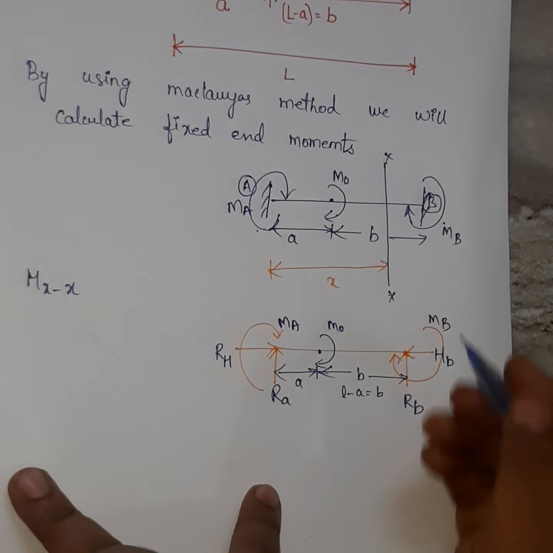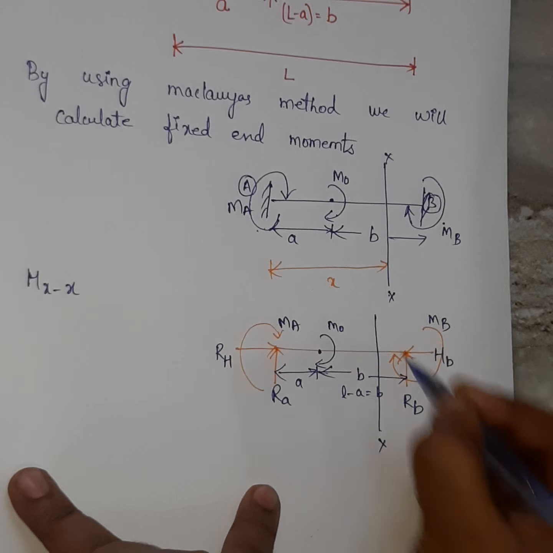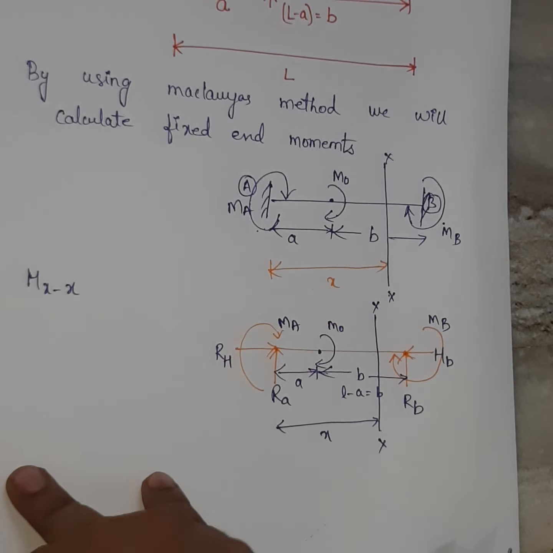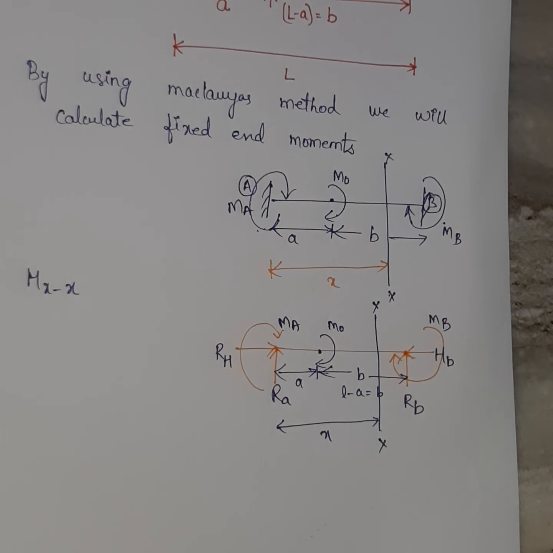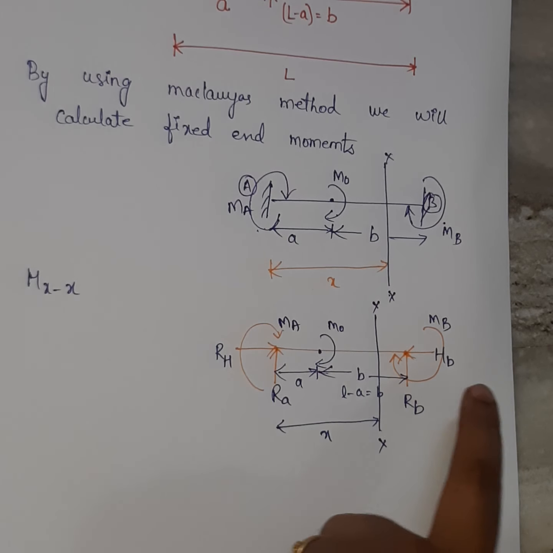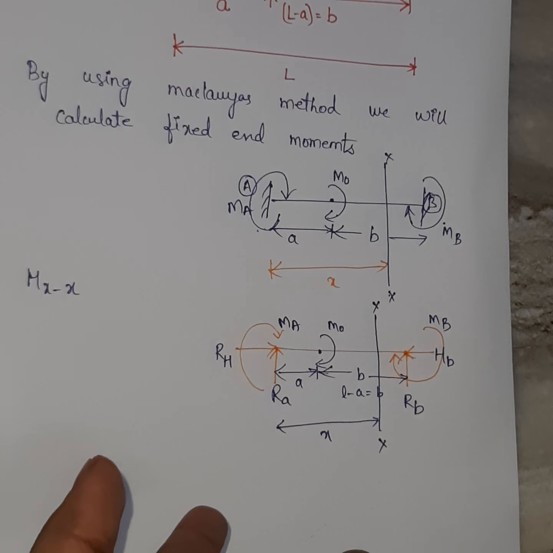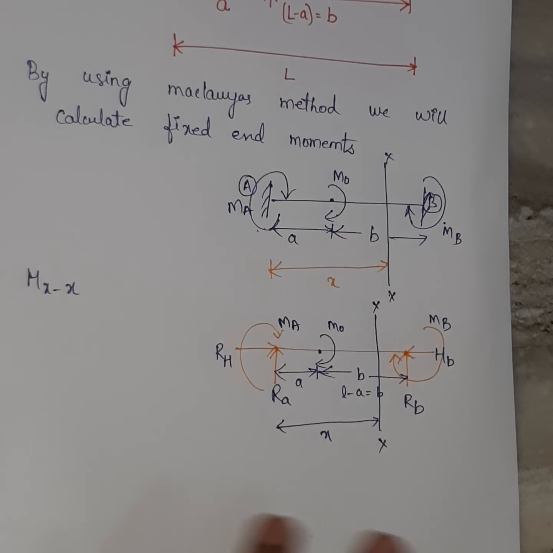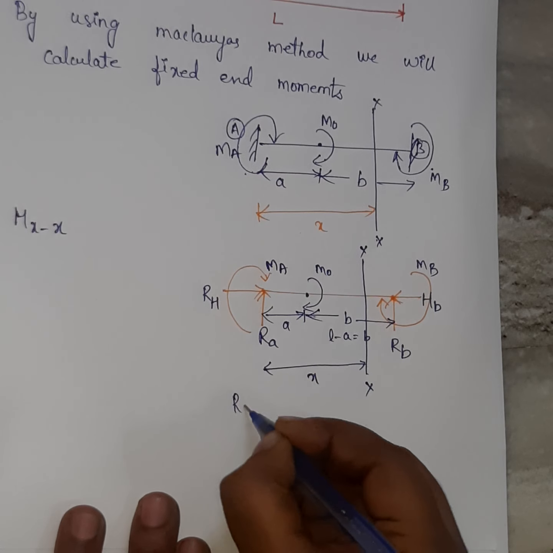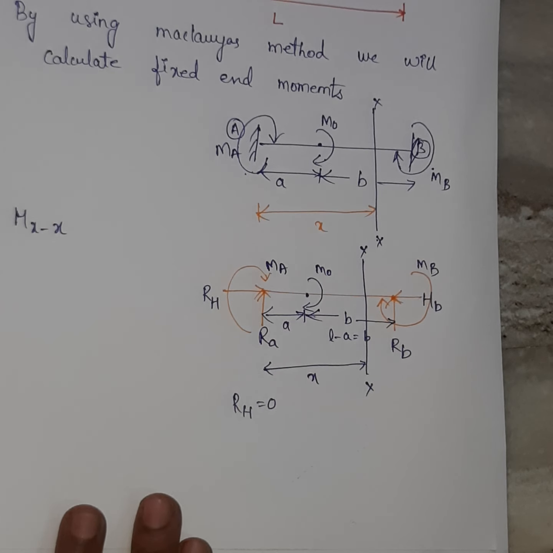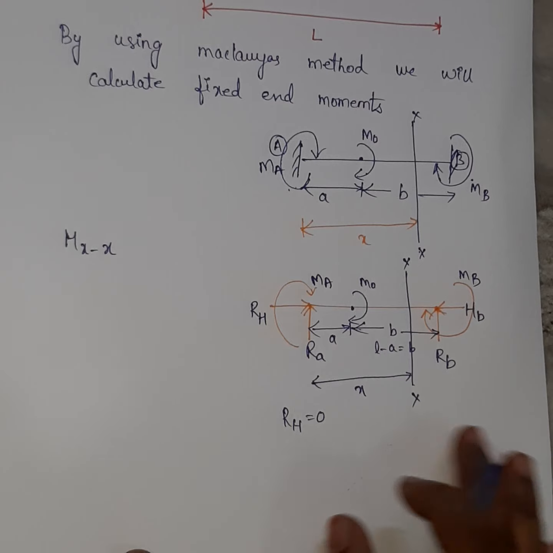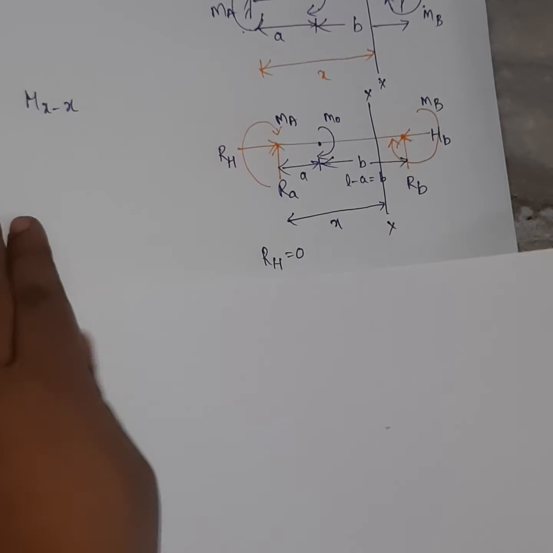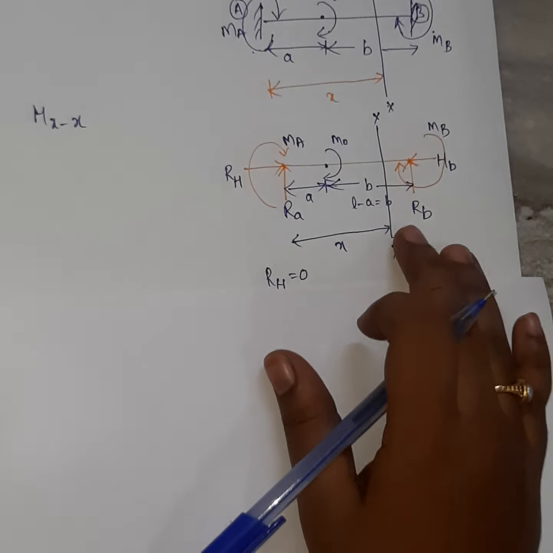Okay, so here I am taking a section XX. This is my section and this is my distance x. So what are the forces that will act here? Here horizontal force is 0. Why? Because no horizontal load is acting, so without horizontal load, no horizontal reaction will take place. So horizontal force is 0. Okay, so what are the remaining forces? I will write clearly on the next page by seeing this diagram.